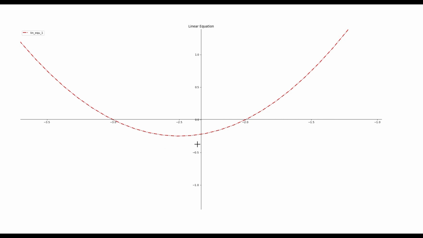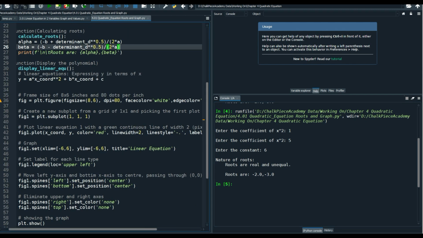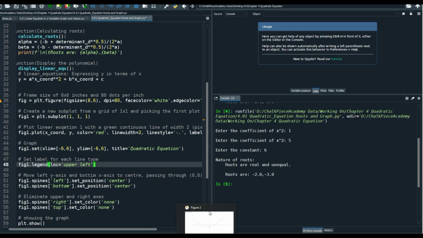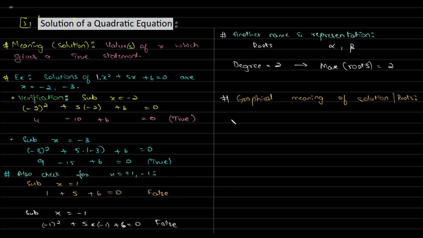Right, this is your equation. I've typed it in as a linear equation, but it's not linear. It says quadratic equation, right? Anyways, we can see that the graph is crossing the x-axis at minus 3 and minus 2. So we can tell that the roots of this particular equation are minus 2 and minus 3.